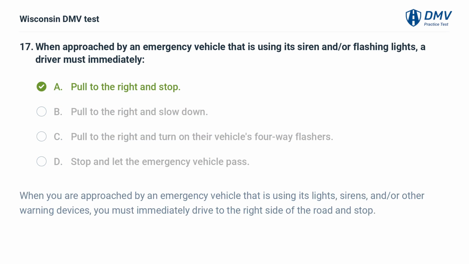A. Pull to the right and stop. When you are approached by an emergency vehicle that is using its lights, sirens, and/or other warning devices, you must immediately drive to the right side of the road and stop.